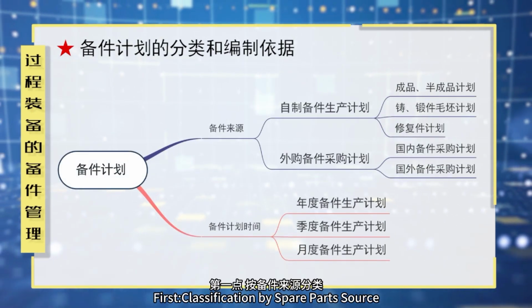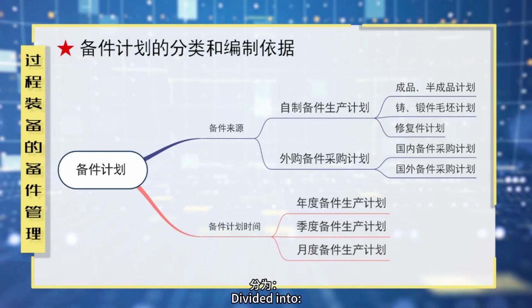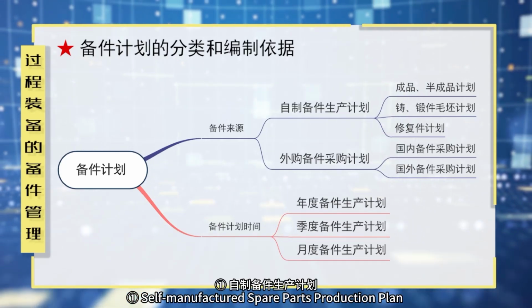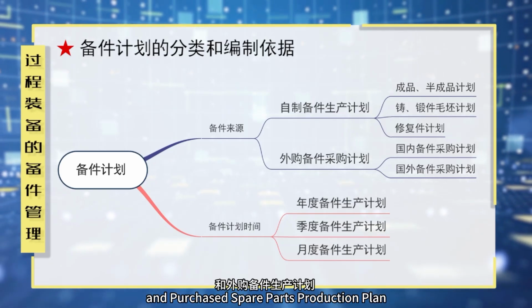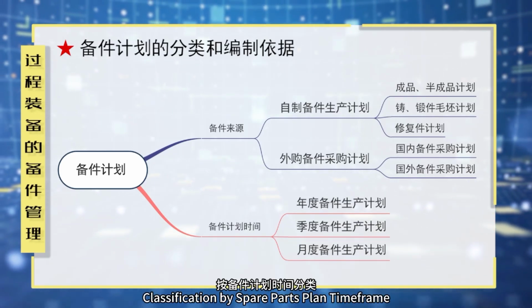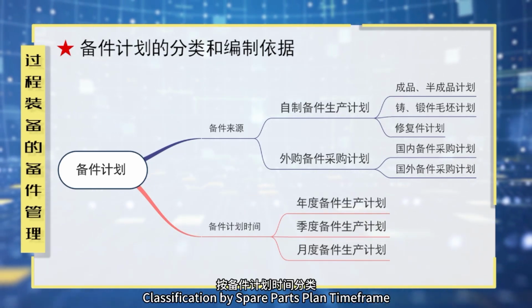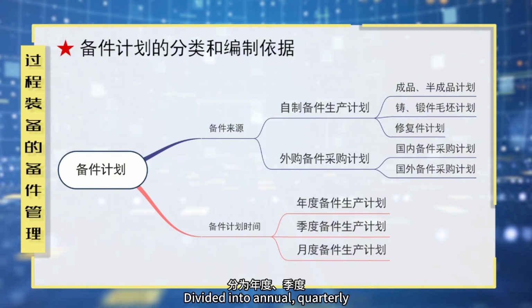First, classification by spare parts source. Divided into, first, self-manufactured spare parts production plan and purchased spare parts production plan. Second, classification by spare parts plan timeframe. Divided into annual, quarterly, and monthly spare parts production plans.